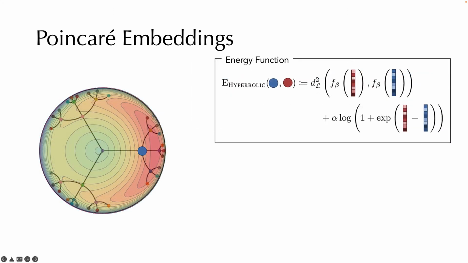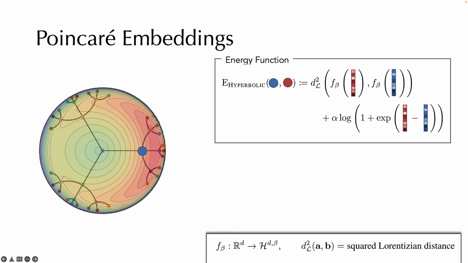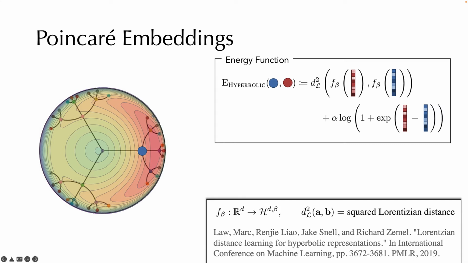With this awareness in mind, we defined an energy function for a hyperbolic model which is capable of representing directed graphs. Here, f beta is a mapping to the hyperboloid, and d squared is the squared Lorentzian distance as recommended in Law et al. 2019. As depicted on the left, the resulting energy seems to have the appropriate geometric bias for directed edge representation.